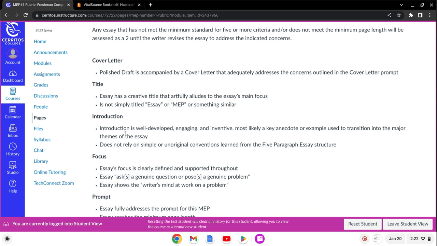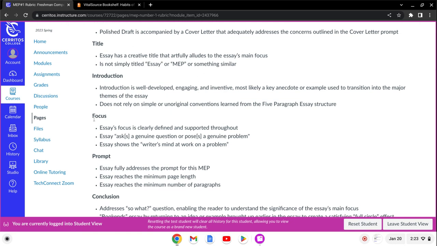So remember, we want to make sure that we're not relying on simple or unoriginal conventions that we learned from the 5-paragraph essay structure. So for major essay project number 1, we want to make sure that we're beginning with a key anecdote or example that we will then use to transition into talking about the major themes that we're wishing to explore in the essay. So we want to pay attention to that.